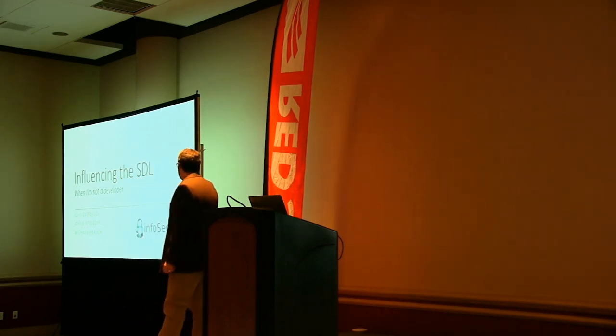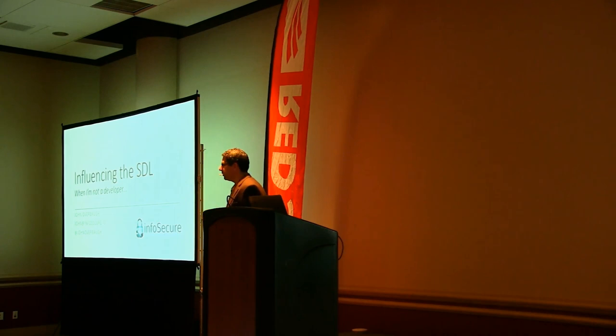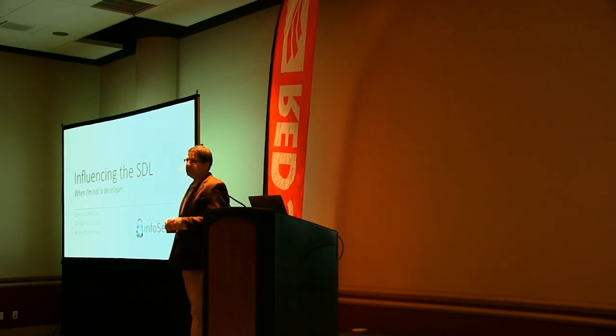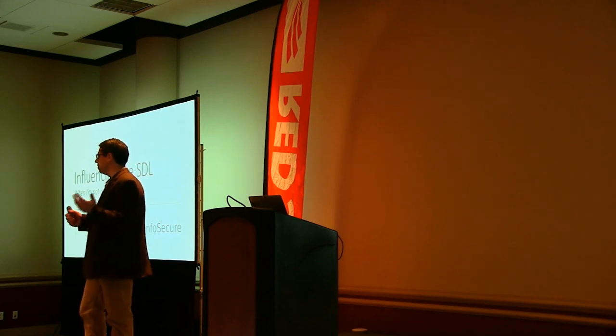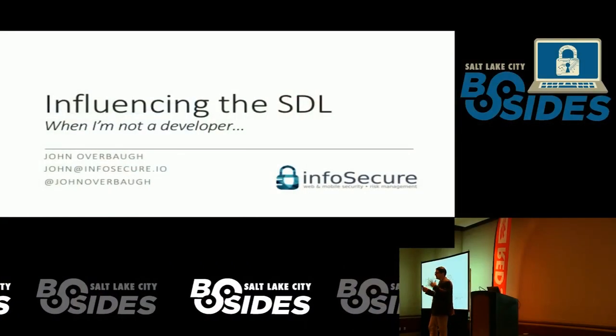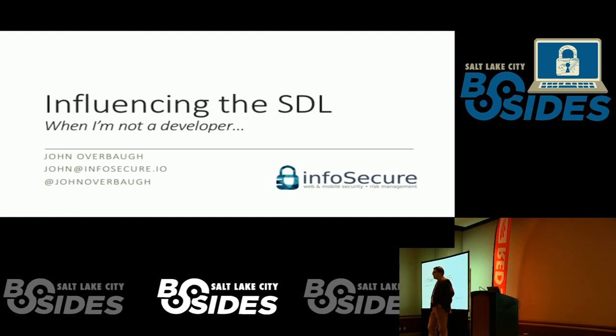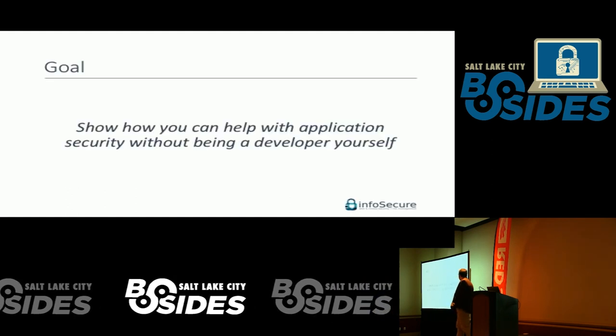So who am I? I'm John Overbaugh. I run a company called InfoSecure. I do a lot of work in secure coding with my clients. We also do web app and mobile app pen testing and risk assessment, and pretty much everything else that you might want to do that is security oriented.